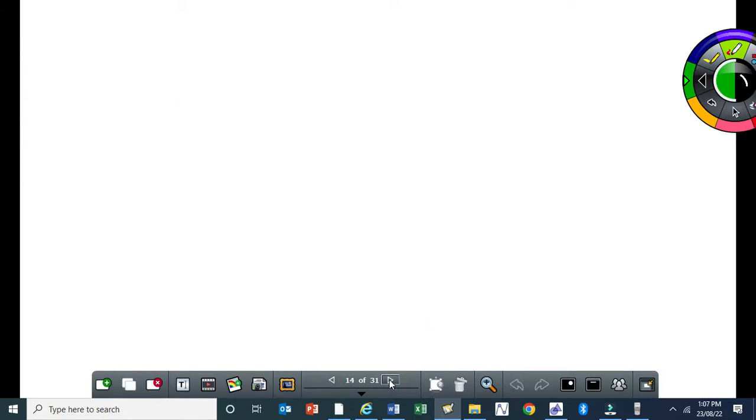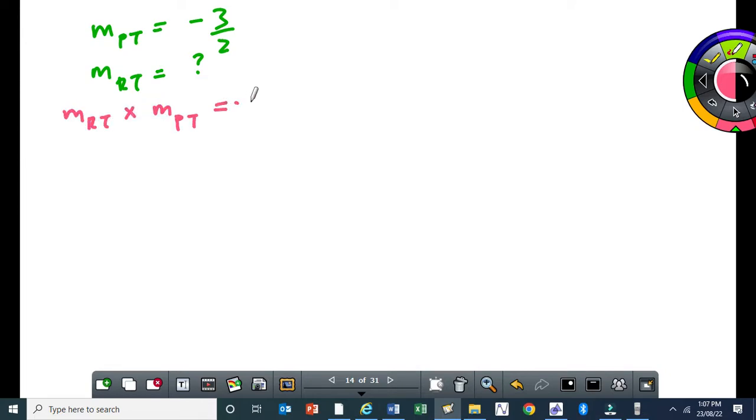Okay, so your method 2, we know that the gradient of PT is -3/2. Am I right? And the gradient of RT, we found it. Obviously, this one we didn't know. Let's say you are doing it from the beginning, you didn't know. It means MRT times MPT will be equal to -1, then MRT times -3/2 will be equal to -1. If you simplify this, you get MRT equal to 2/3.